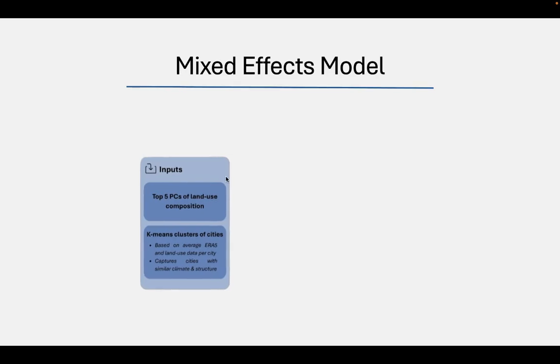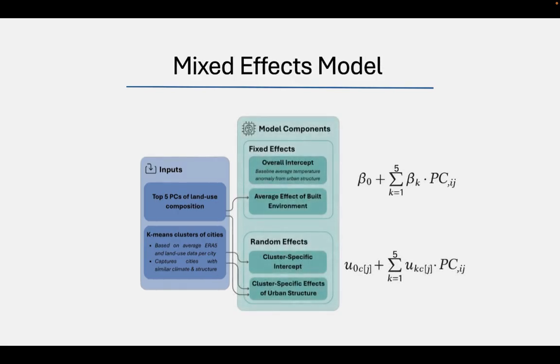Using these inputs, here's how we set up the mixed effects model. For the fixed effects, we had an overall intercept representing the baseline temperature anomaly, and the top 5 land use principal components with coefficients shared across all cities. So the fixed effects part estimated a global average contribution of land use to urban heating.